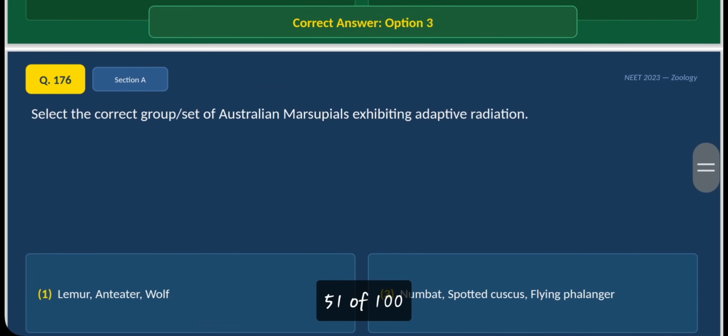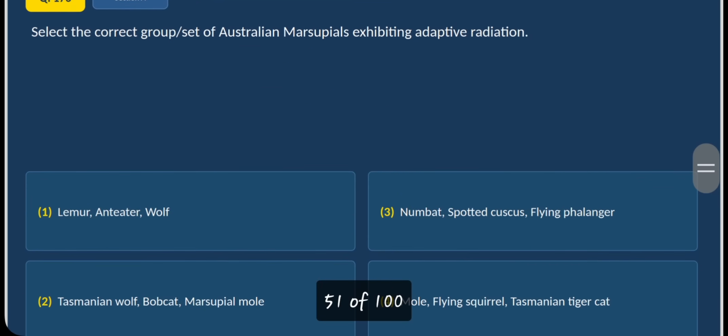Option 3 is correct for that. Now here the next one, select the correct group or set of Australian marsupials exhibiting adaptive radiation. See, all of them should be marsupials. Lemur and anteater wolf, that is not there.